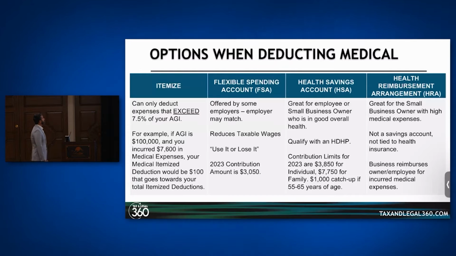Okay, so let's start off by doing the options when deducting medical expenses. So these are pretty much the four options here. I'm going to start and go from left to right naturally. So number one is you could itemize.